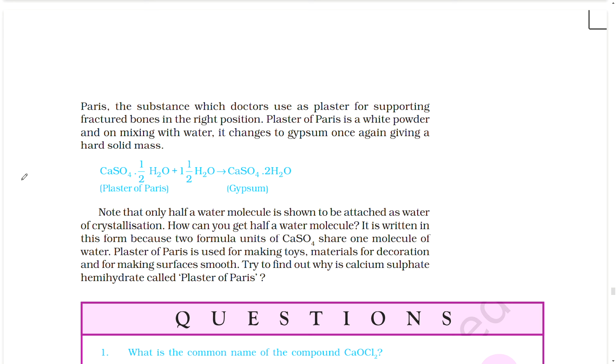Plaster of Paris is a white powder, and on mixing with water it changes to gypsum once again, giving a hard solid mass. CaSO4·1/2H2O plus 1 and 1/2 H2O gives CaSO4·2H2O, gypsum.